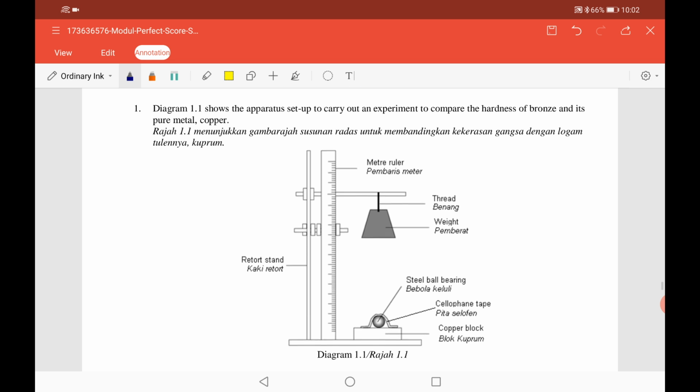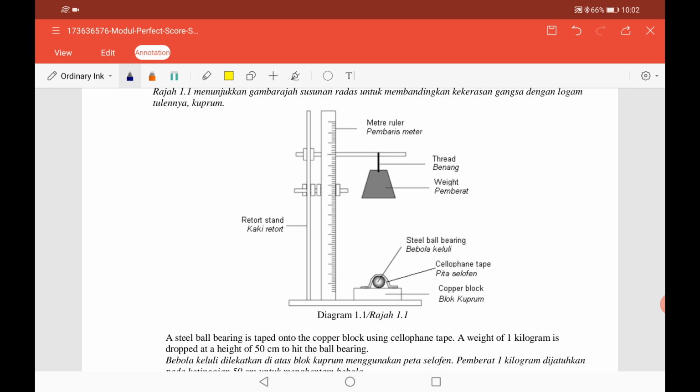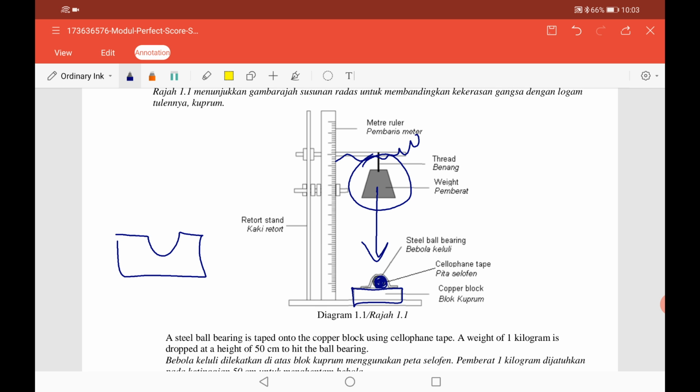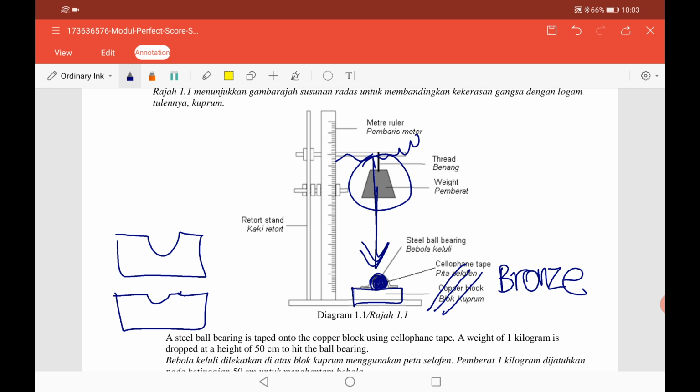Okay, so this is what they do for the experiment. They put a weight, and then they put a copper block here, and then here they put a steel ball. They drop the weight, so when the weight hits the copper block, the whole thing will concave like this. Then after that, they change this copper block to bronze, an alloy, and they repeat the same process again. The weight drops, hits the ball, and you will see another concave as well.